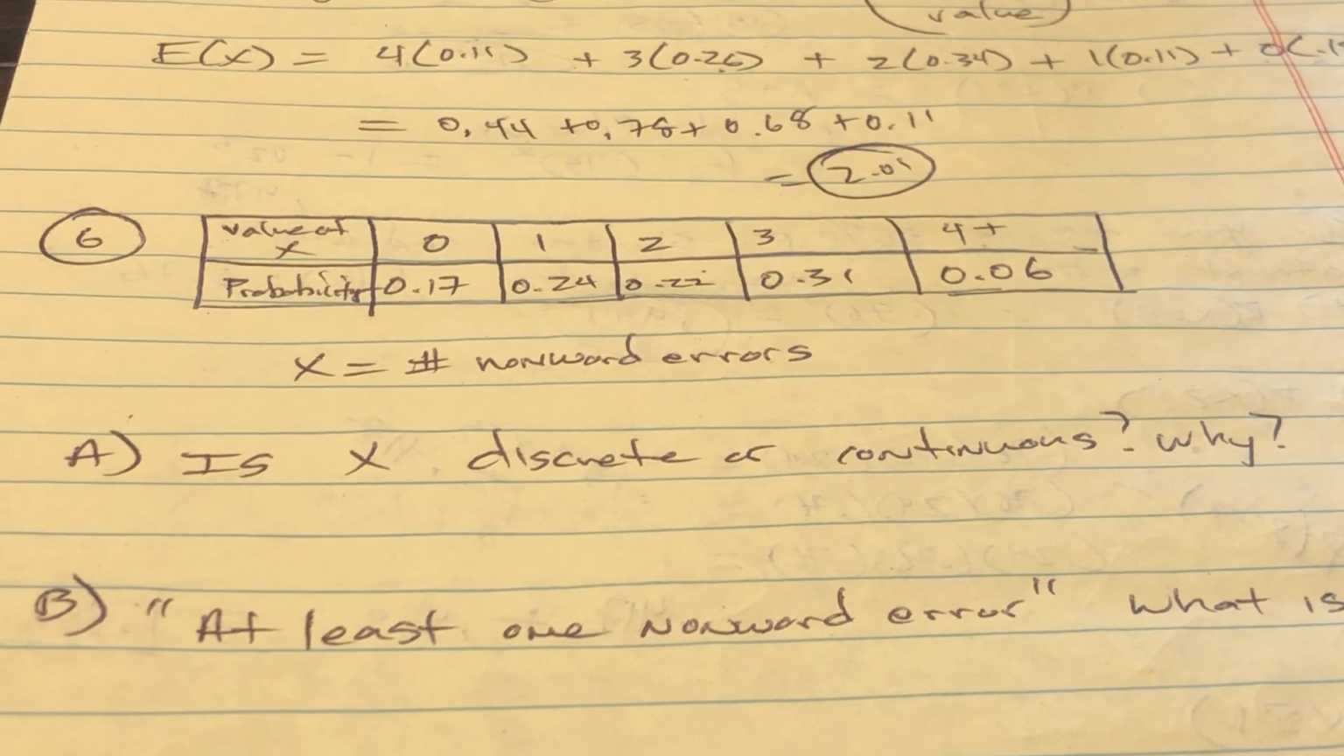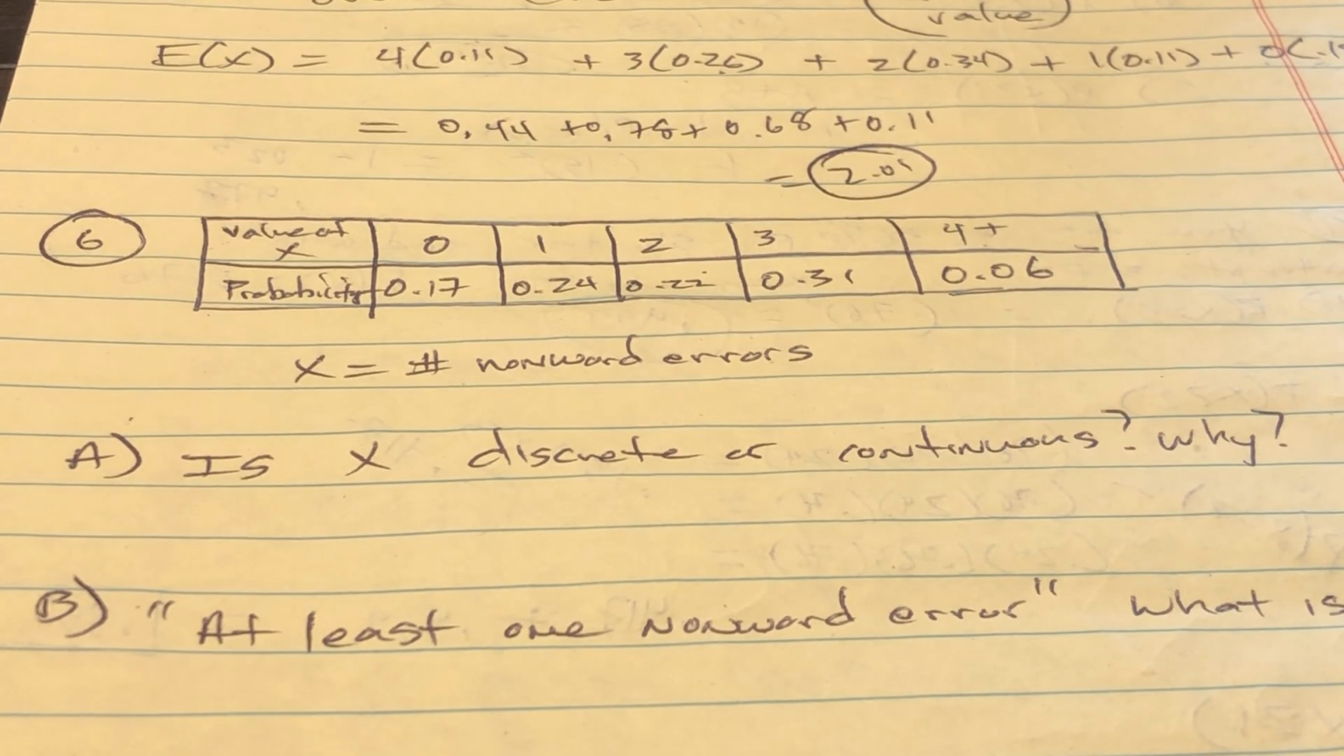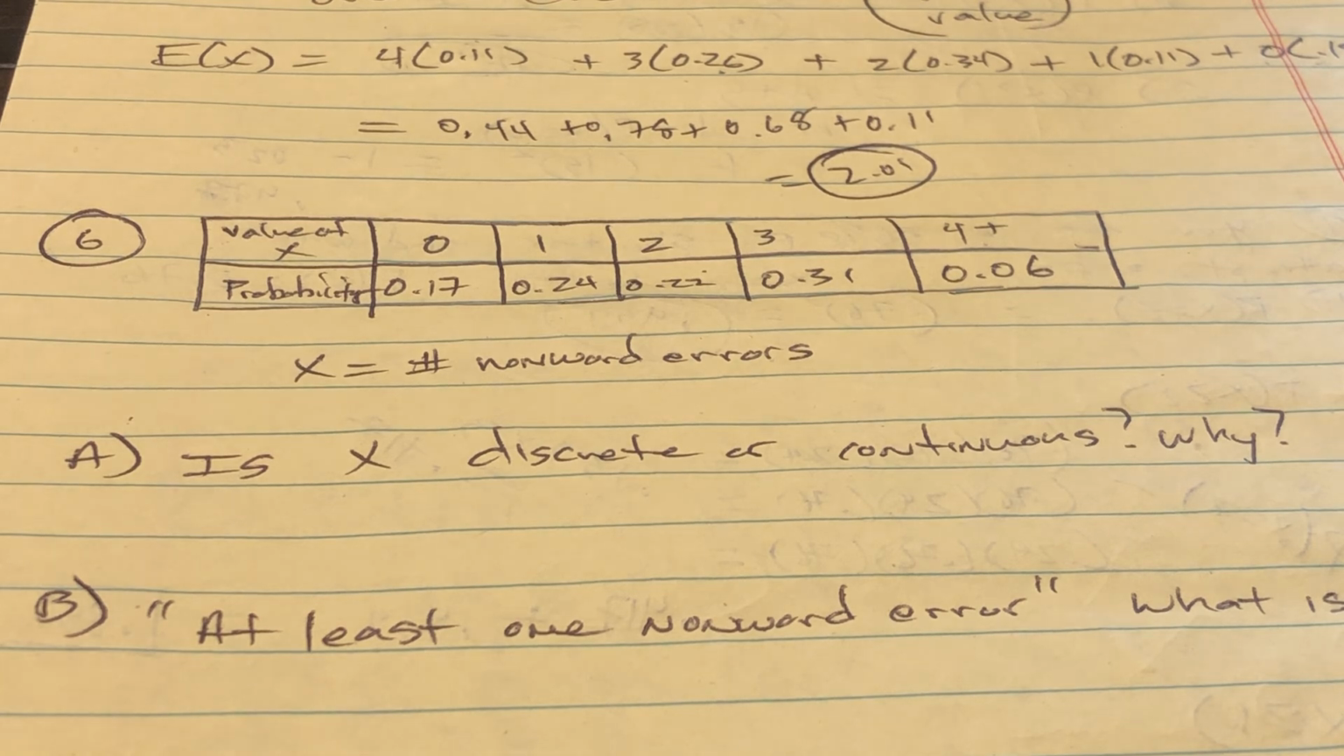Value of x: 0, 1, 2, 3, 4. This is the non-word errors. You had this in your notes yesterday. So x is the number of non-word errors. They told you that. So is x discrete or continuous? It's discrete because the errors, which is x, are countable. They literally go from 0 to 250.